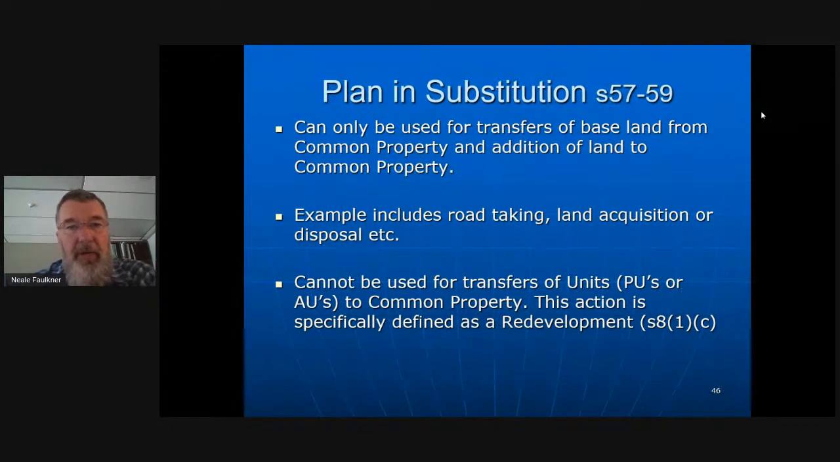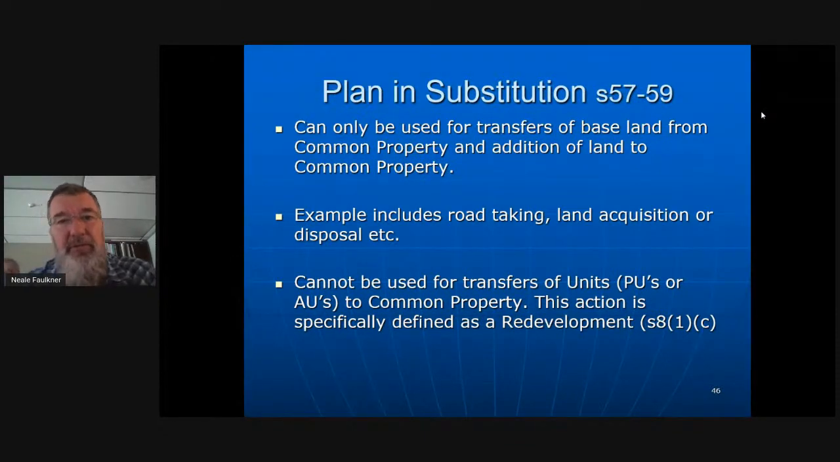So examples, as I said before, are road taking, land acquisitions, etc. It's a kind of complicated process to go through when land's taken or land's added. Land's added is not so bad, but land taken is quite tricky when you're involving PUs and AUs, but I'll go into that in a little bit. So a plan and substitution can't be used for the transfer of units to common property. That action is a redevelopment.